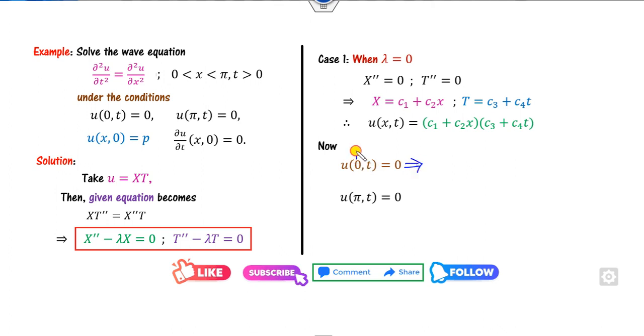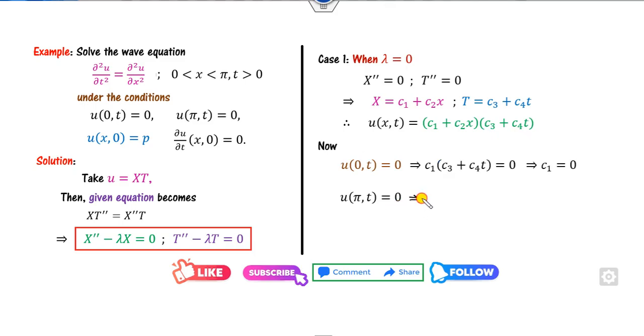Now u(x, t), this means x is equal to 0. So if I substitute here, it will be C1 into (C3 plus C4 t) is equal to 0. Now what will happen? Clearly, either C1 will be 0 or this quantity will be 0. But this quantity can never be 0. Why? Because if C3 plus C4 t is 0, then u will be 0. That means we will get a trivial solution, but we always want a non-trivial solution. That means this number can never be 0. Hence, C1 will be 0.